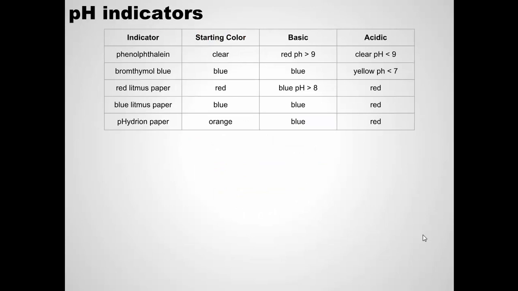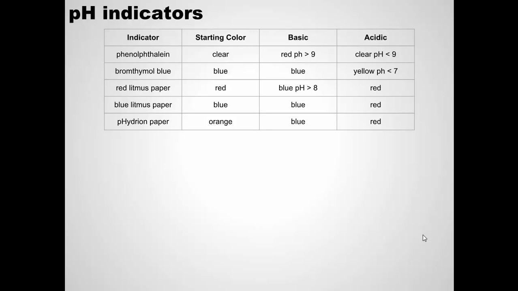So we use indicators sometimes to try to measure pH. There's a whole bunch of different indicators you can use. An indicator is just a substance that changes color to measure something for you. So I have some examples here. This is phenolphthalein, a clear solution. On the diagram it says the starting color is clear for phenolphthalein. When it's basic, it turns red. When it's acidic, it stays clear.